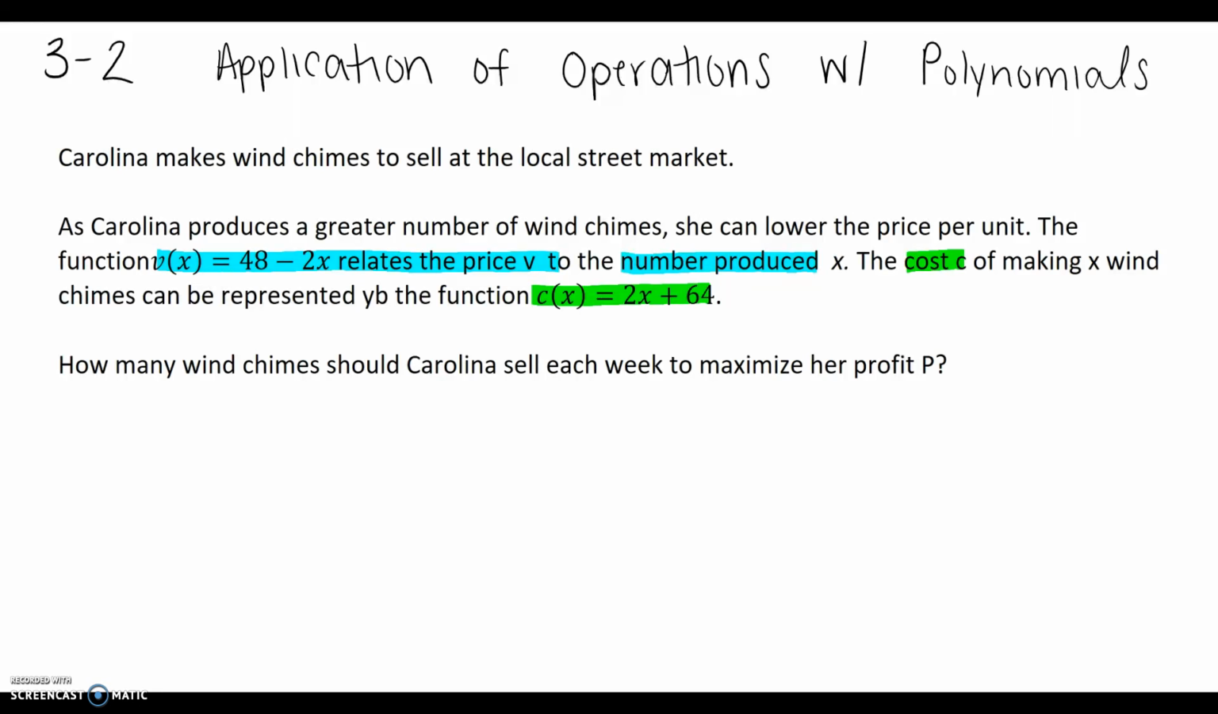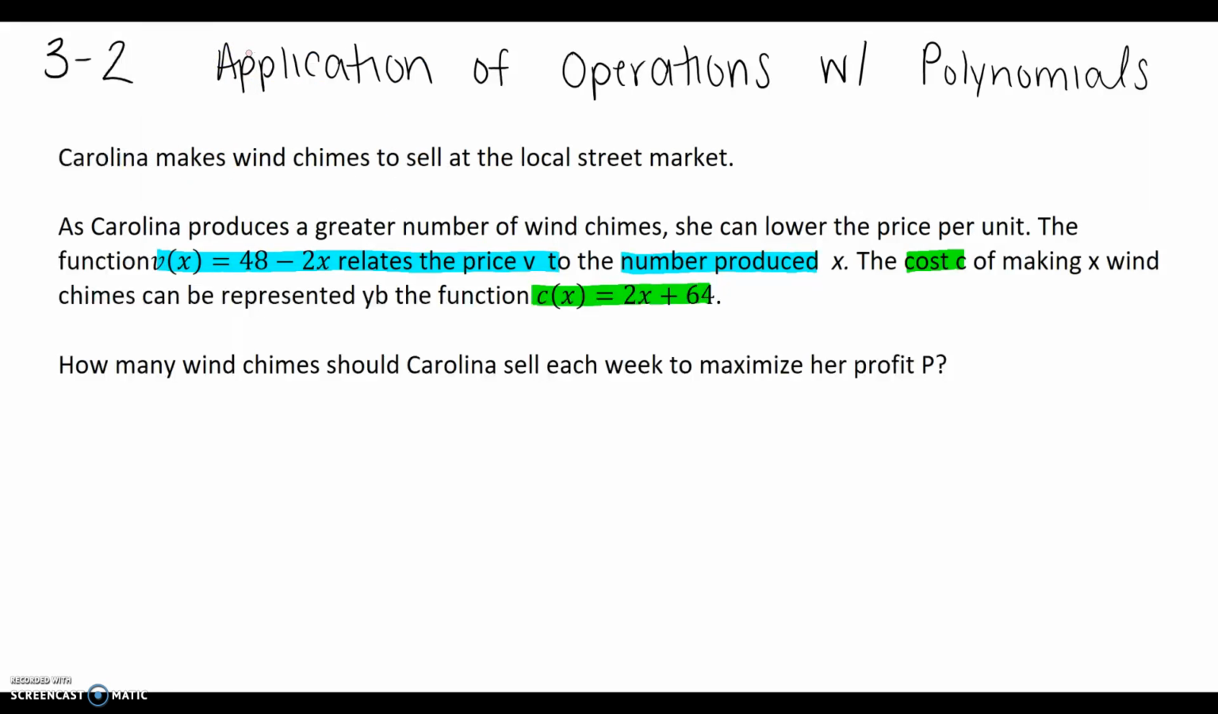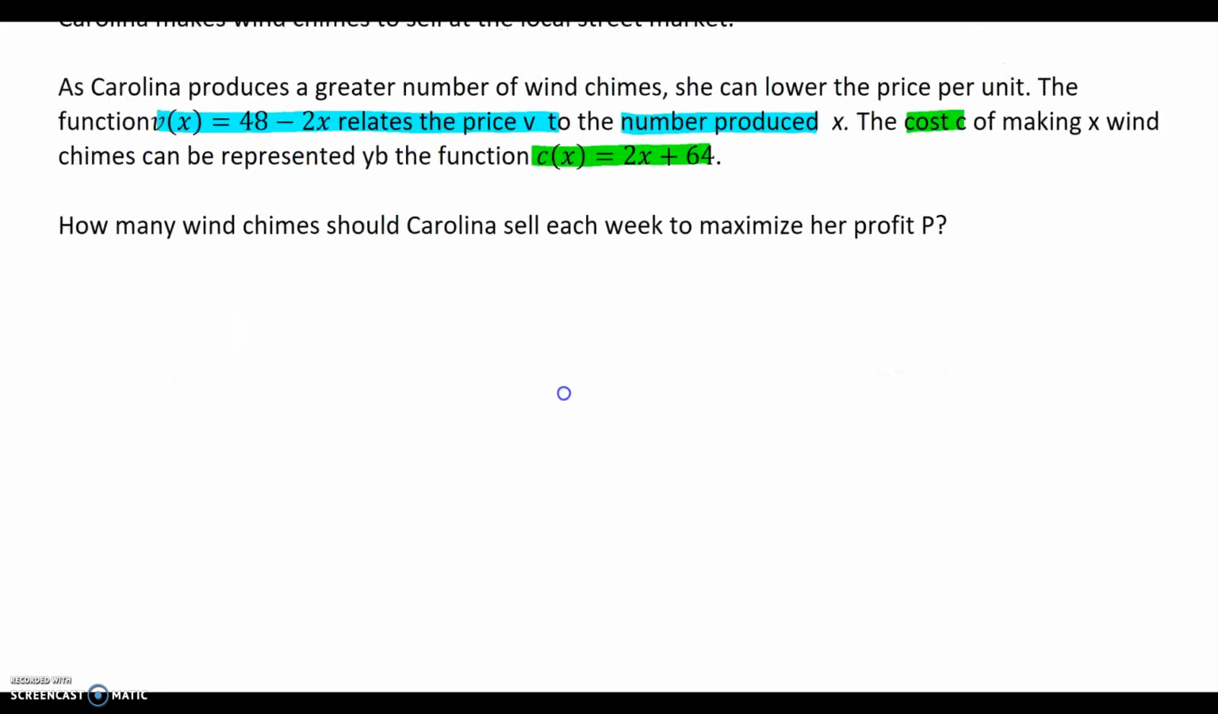So the first thing that we need to do, and here I'll write the steps in pink, we need to write a function, another function.